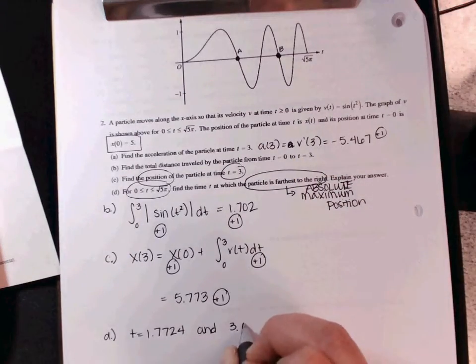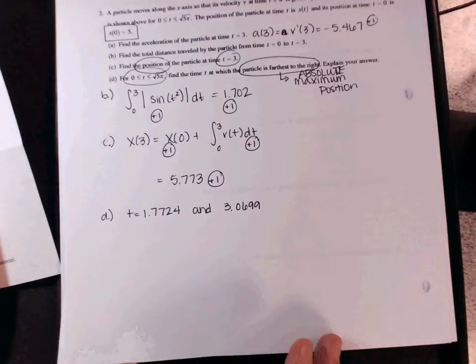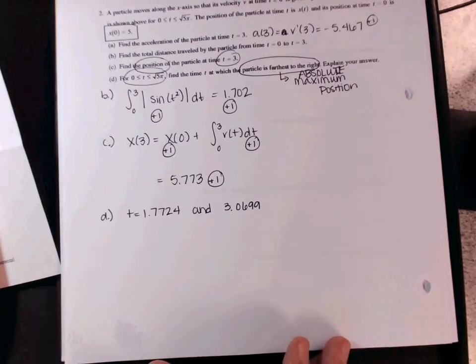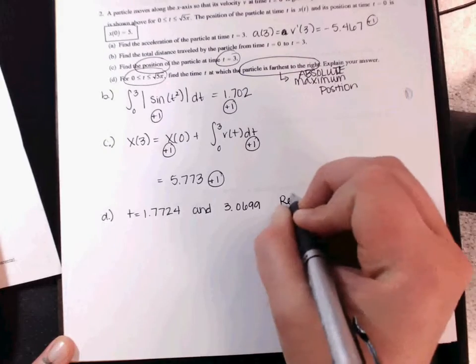Now, this is where, keep in mind, it's a writing test. So, why did I pick these two values? You have to explain that. Okay, these are relative maxes.